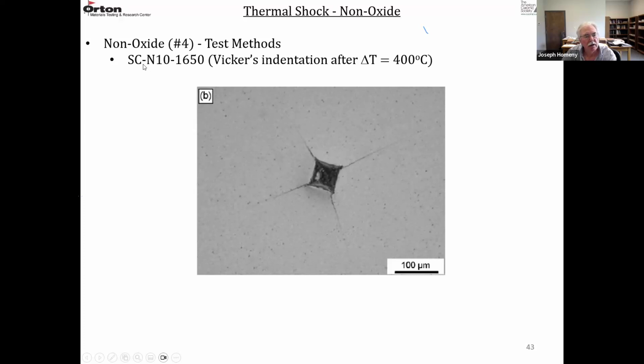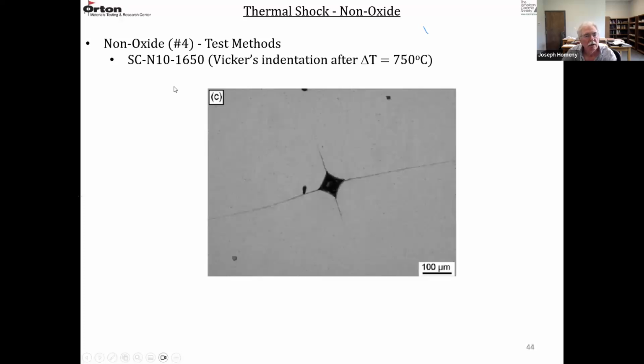This is the same sample, SCN 10 1650 annealing. It was subjected to a delta T of 400 degrees C. And not really a great deal happened. Here, the cracks really didn't extend very much at all. But then the same sample, SCN 10, 1650 was the annealing temperature. And now the delta T is 750 degrees C. You can see these cracks grew substantially.